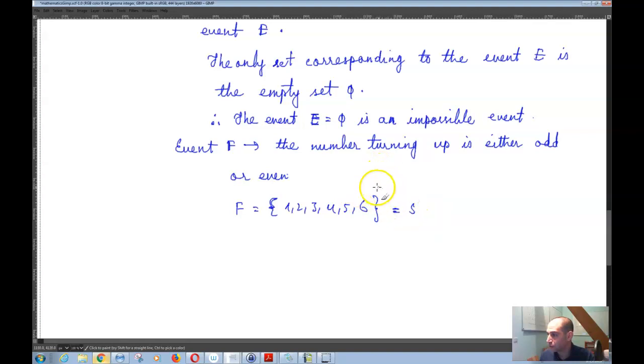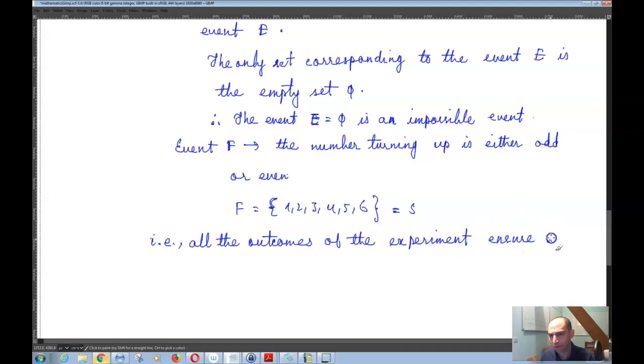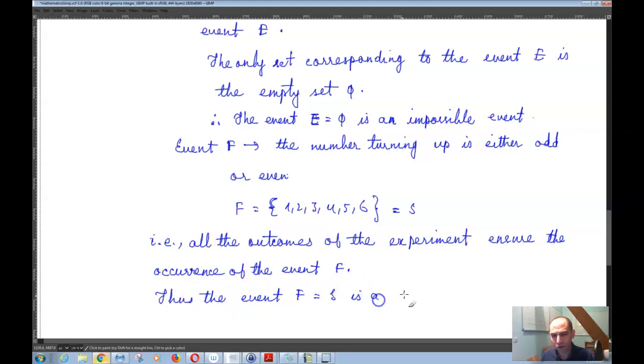That is, all outcomes of the experiment ensure the occurrence of the event F. Thus the event F equal to S is a sure event.